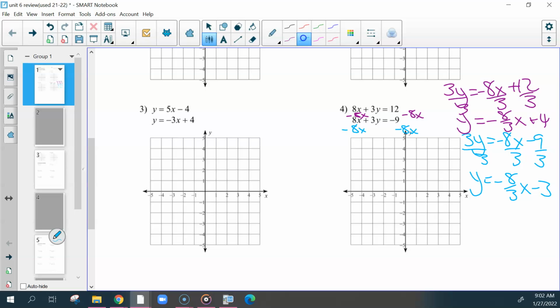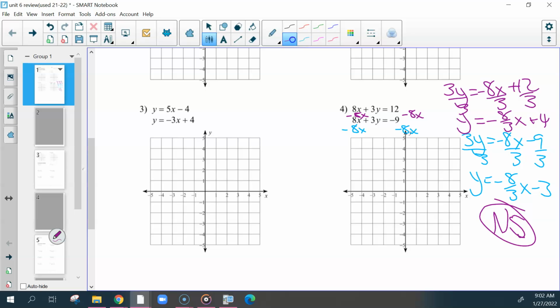Felix? They have the same slope, which means what? They're parallel, which also means what about the solution? That we're going to have no solution. They're not going to touch. So you could write that without graphing that.